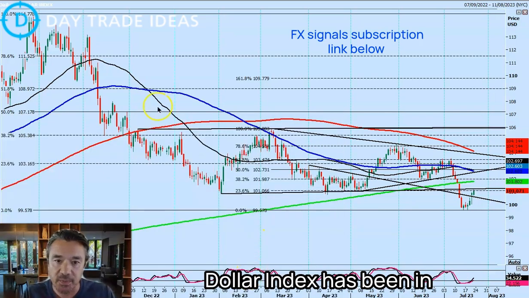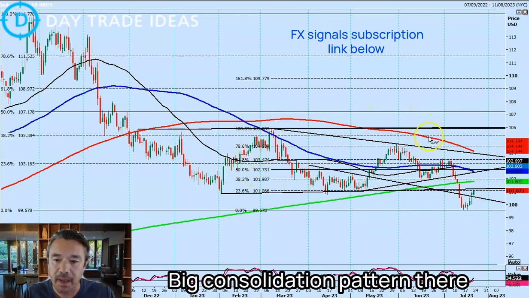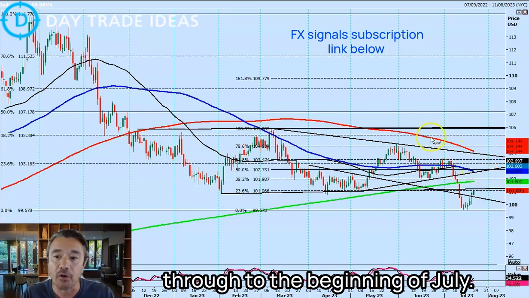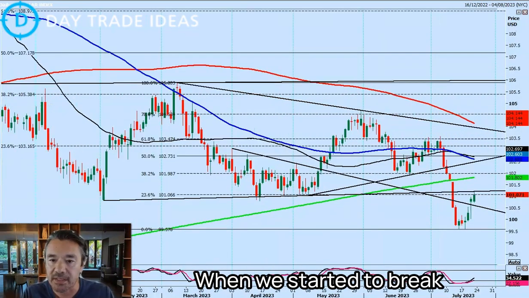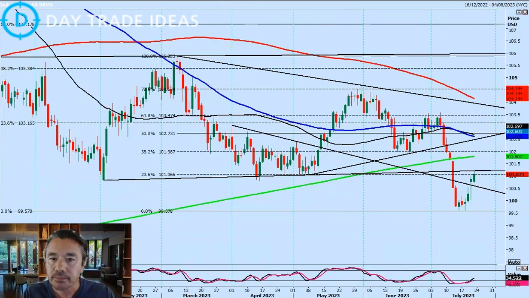Dollar index has been in a downtrend for a while. We looked at this last week. Big consolidation pattern there from the beginning of February through to the beginning of July. That was a triangle pattern. When we started to break down out of the triangle pattern, that was my sell signal.